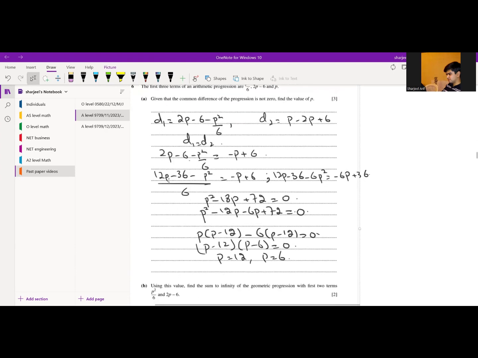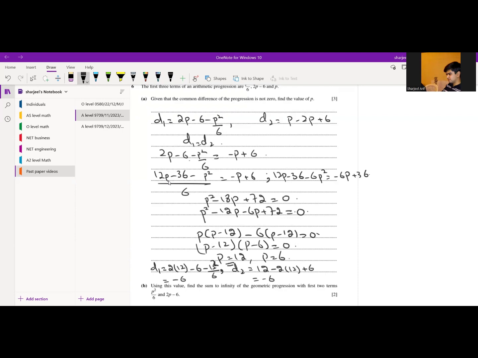Now we will check which of the two values will satisfy the equation, right? So for d1, if we substitute 12 in d1, we will get 2 into 12 minus 6 minus 12 square over 6. So you will get minus 6. Similarly for d2, you will substitute 12 here: 2 into 12 plus 6. So you will get minus 6. So p equal to 12 satisfies both equations of d.